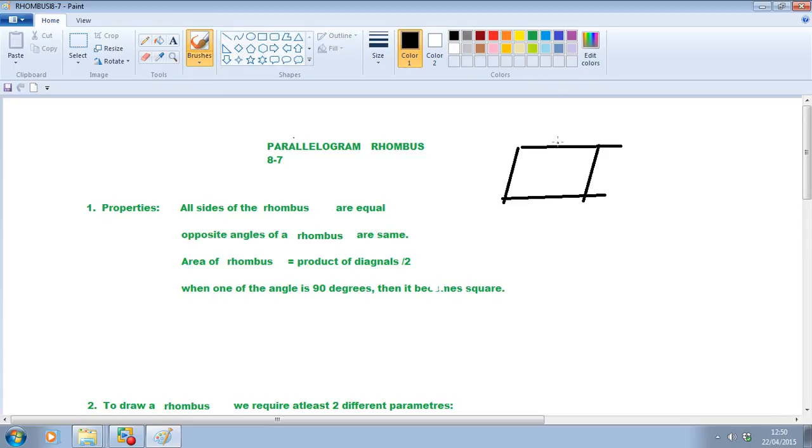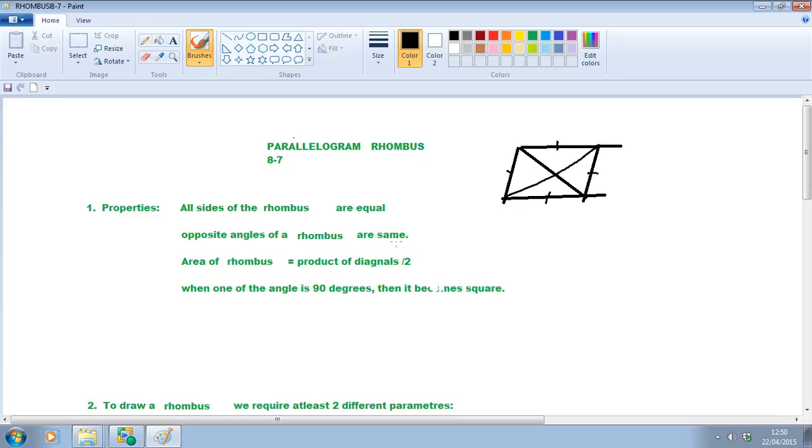In a rhombus, all four sides are equal in length. That is the first point. And what happens with the diagonals, are they the same? No, diagonals are not equal in length, because one diagonal will be shorter and one a little longer.